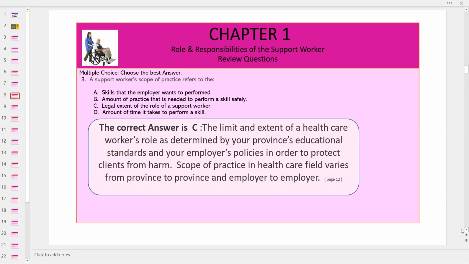The answer is C. The limit and extent of a healthcare worker's role as determined by your province, educational standards, and your employer's policies in order to protect clients from harm. Scope of practice in the healthcare field varies from province to province and employer to employer.